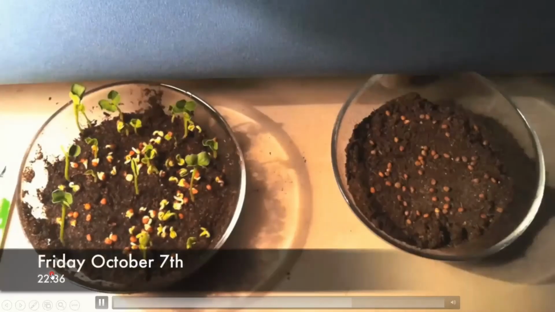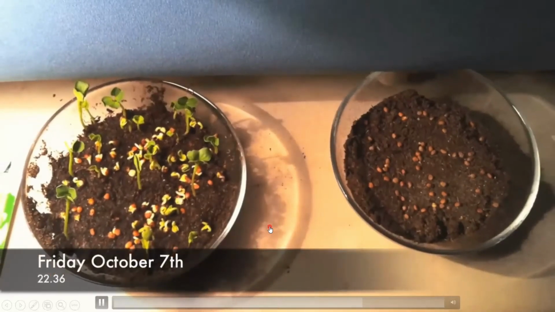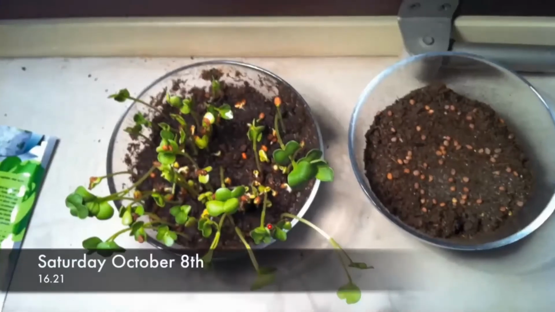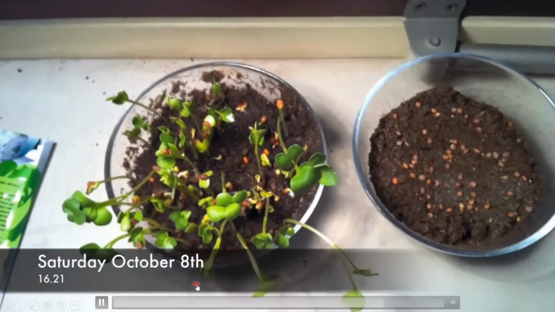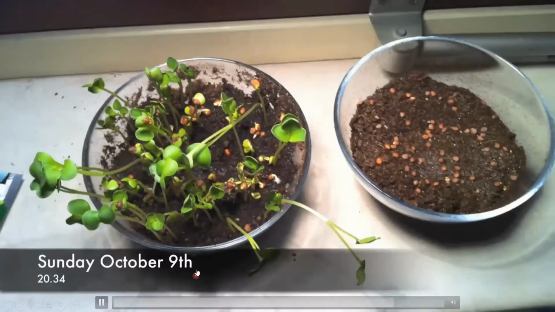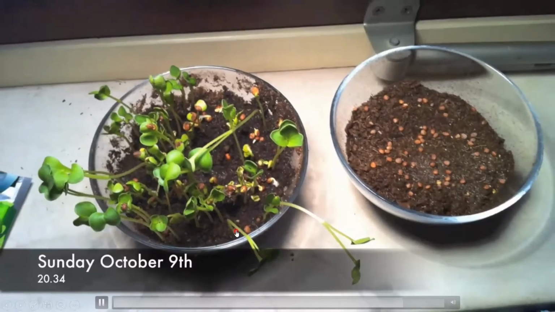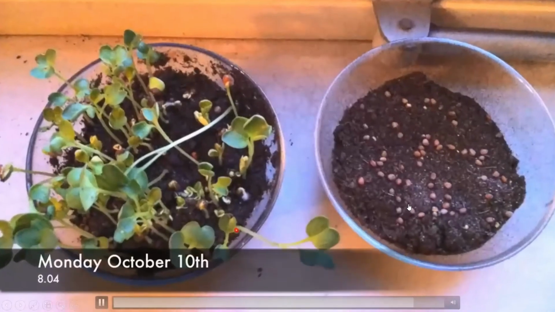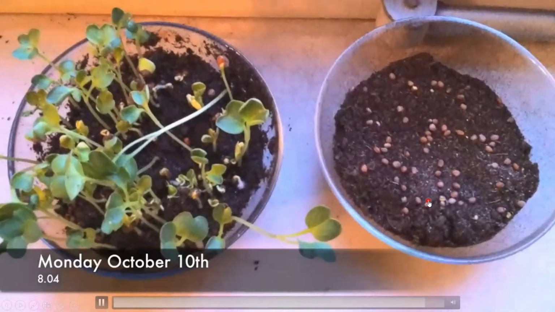Friday. Still Friday. And Saturday. It's the 5th day. As you can see, they're continuing to grow. While here, it stays the same.